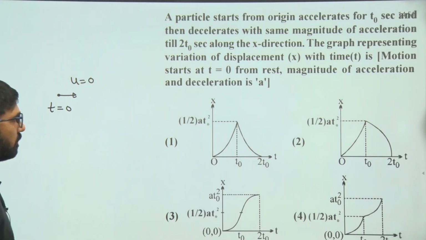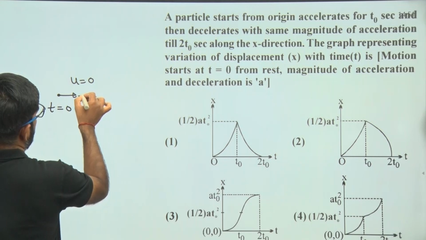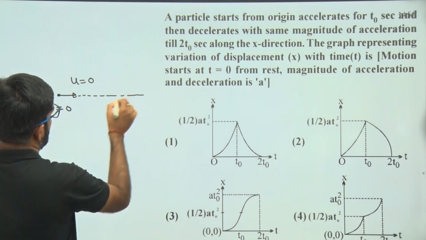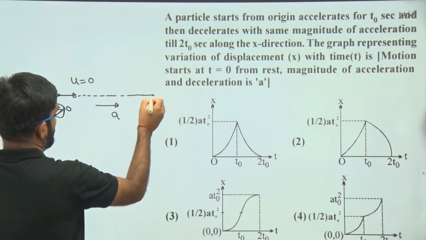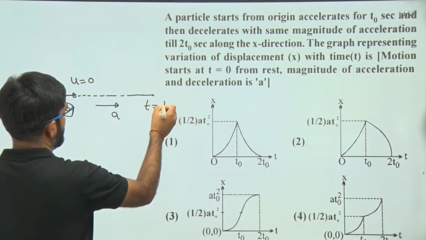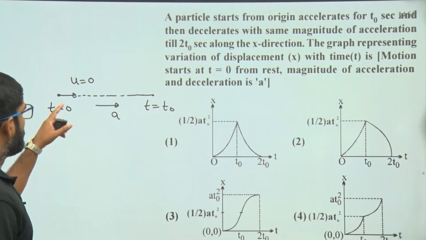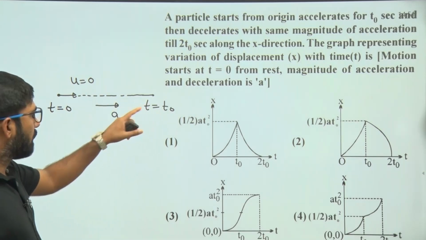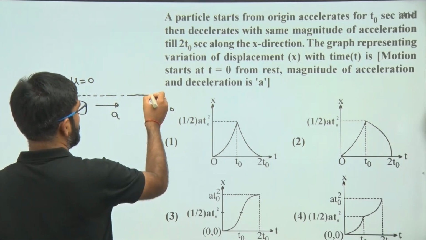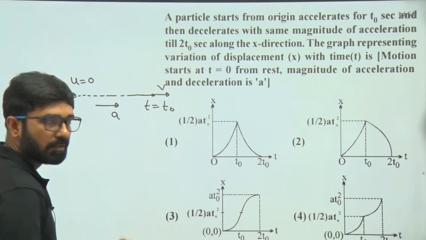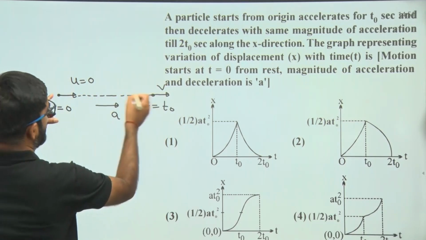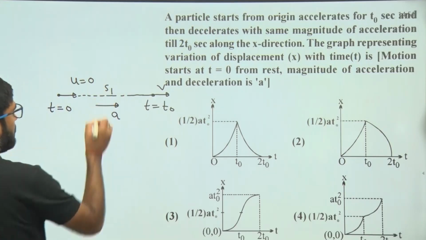u equal to 0. Now its acceleration is constant, so the speed of the particle increases till t equal to t naught. From t equal to 0 to t equal to t naught, the speed of the particle will increase. Suppose at t equal to t naught, the speed becomes v, and the displacement of the particle from t equal to 0 to t equal to t naught is s1.